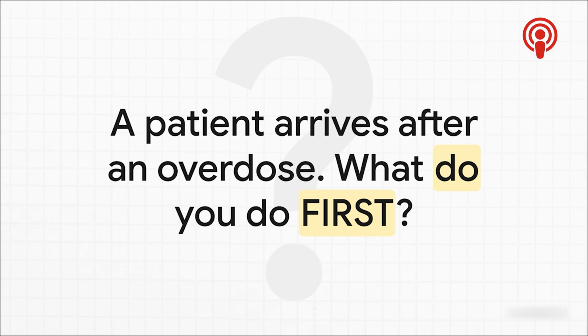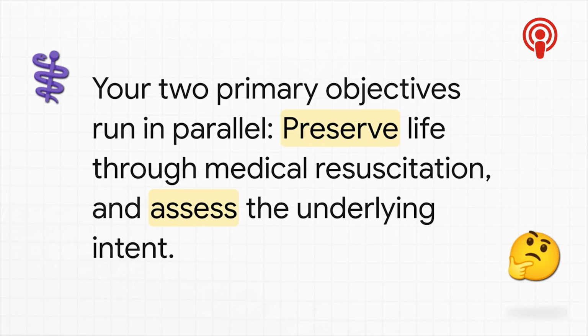This isn't just some textbook question. This is the reality you're going to face. So from the second that patient arrives, you're juggling two missions at the same time. Mission 1, obviously, is to preserve life. We're talking immediate medical resuscitation. But running right alongside that is Mission 2, assessing the intent. Was this accidental or was this deliberate self-harm? That second piece is absolutely critical and will guide everything we do long after the medical crisis is over.